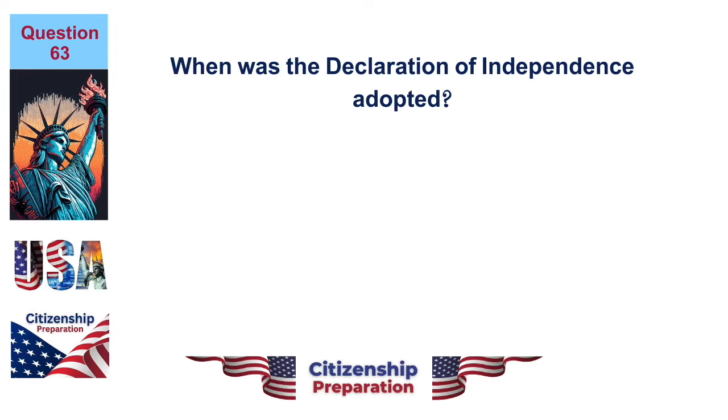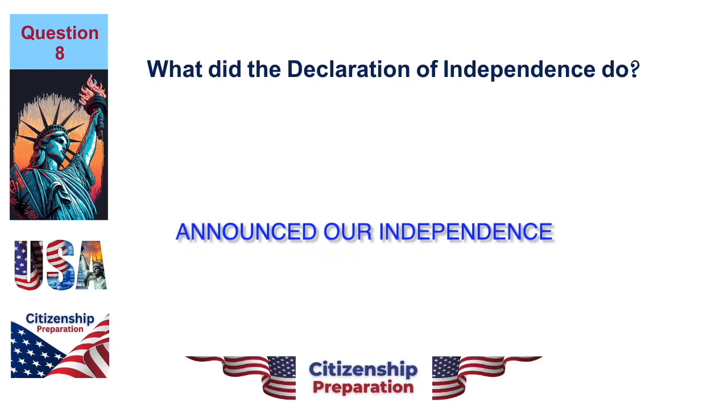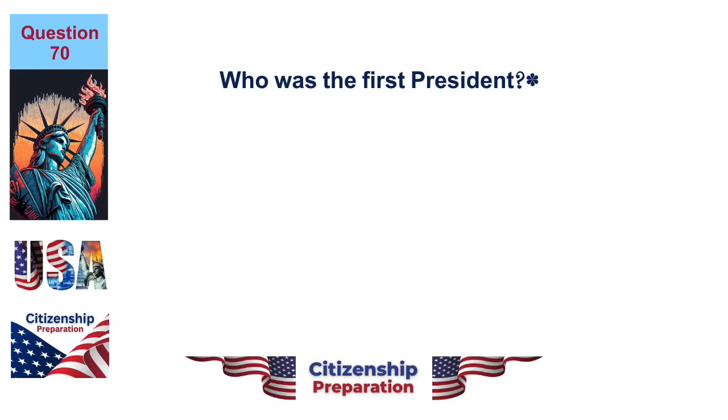When was the Declaration of Independence adopted? July 4, 1776. What did the Declaration of Independence do? Announced our independence from Great Britain. Who was the first president? George Washington.